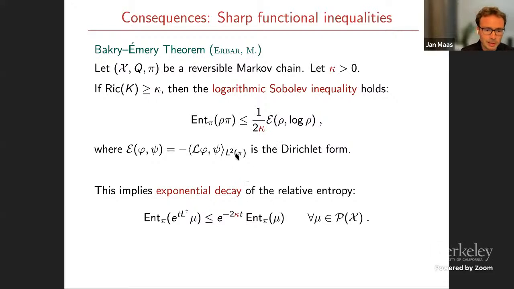And the interest in this kind of functional inequalities is that they actually imply quantitative bounds on the rate of convergence to equilibrium for your Markov chains. So this implies exponential decay of the relative entropy, with convergence rate kappa. So this Ricci curvature can be used to say something useful about speed of convergence to equilibrium.